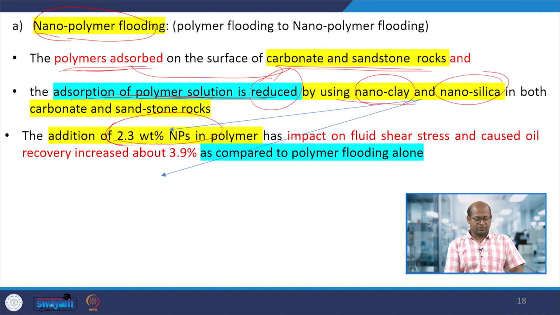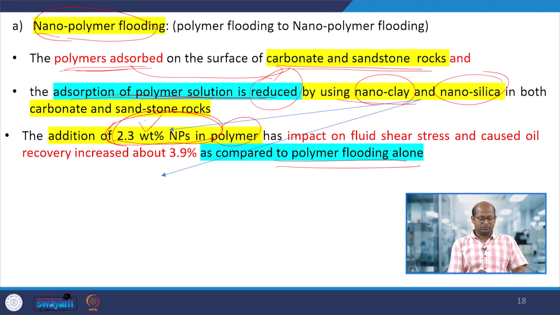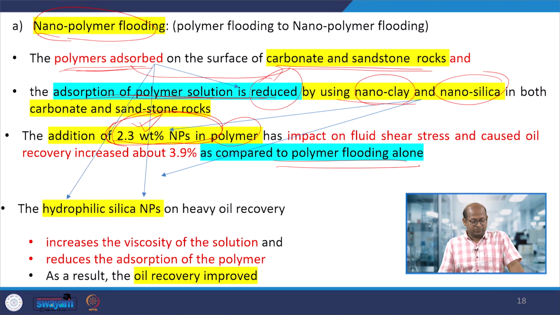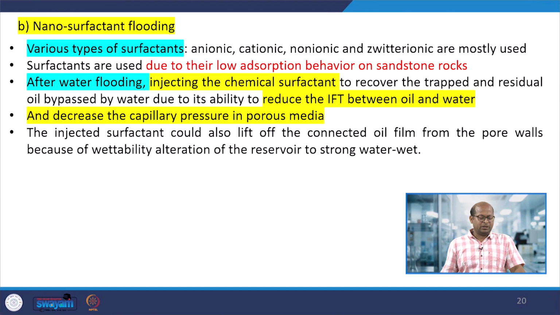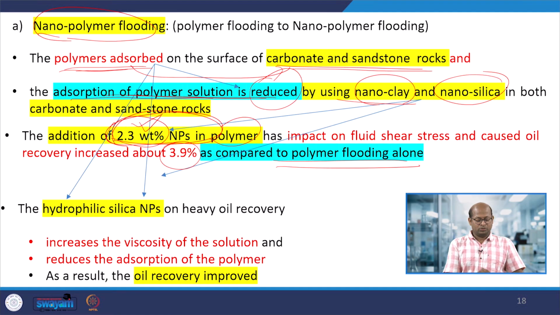So if we use 2 to 3 weight% of the nanoparticles in the polymers, compared to only polymer flooding, we can mix 2 to 3% of nanoparticles into the polymers and use that as a fluid, a nanopolymer fluid. That increases the oil recovered by approximately 4 percentage points. With nanopolymers, we can use 2 to 2.38% of nanoparticles with that polymer.